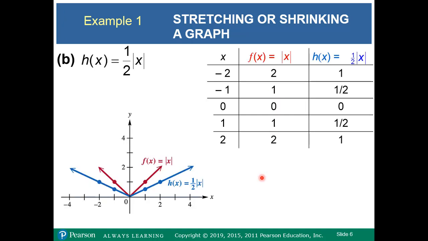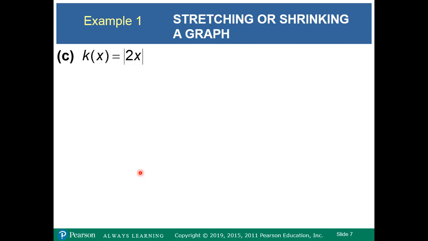Okay, and so this is what we have. This is our basic function, and now it's shrunk, or sometimes it's called compressed, in the vertical direction. Here it shrinks in the vertical direction, so it goes down, whereas in the other one it was stretched up in the vertical direction.